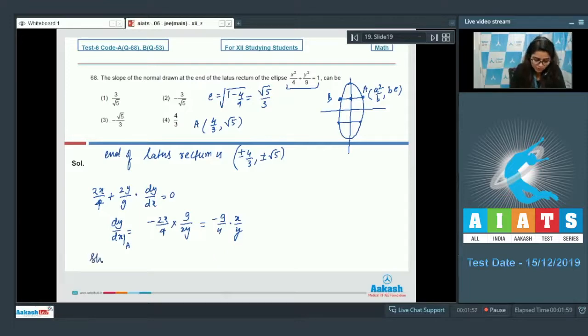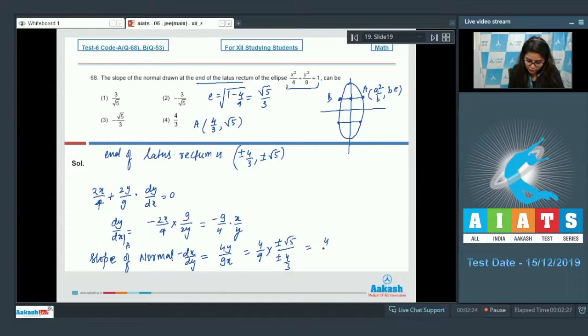Suppose this is A. We have to find the slope of the normal. So the slope of the normal is minus dx upon dy, that is 4y divided by 9x. So at the end of the latus rectum, just substitute y as ±√5 and x as ±4/3. So you are getting 4 by 9 multiplied by √5 multiplied by 3 divided by 4 with plus minus sign. It can be positive or it can be negative. So you are getting √5 by 3 with plus minus sign.